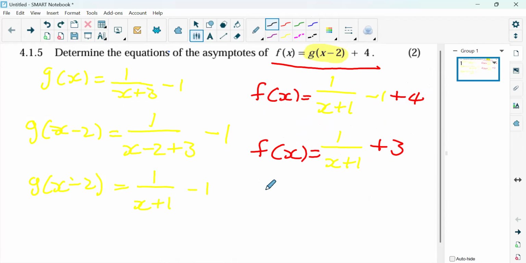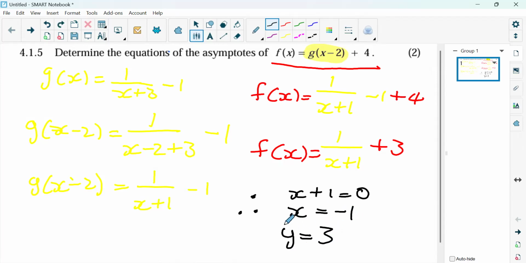Our asymptote is going to be x plus 1 is equal to 0. Then we're going to have x is equal to minus 1. That's the first equation of the asymptote. The next one is going to say y is equal to whatever the value of q is in this new f of x. It's positive 3, so we're going to tell them it's positive 3.